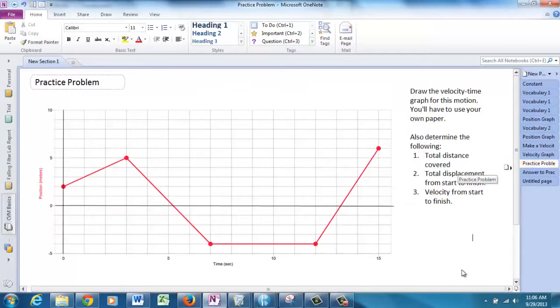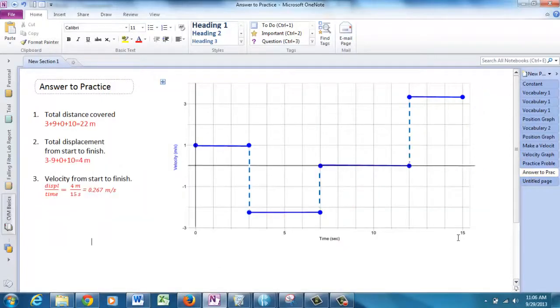So here I have a practice problem for you to do. And what I'd like you to do is pause the video and look at the graph, take out a sheet of paper and draw the velocity versus time graph on your own, and then determine the answers to these following questions. And when you figure out those answers, you can come back to the video and continue to play it, and you'll see the answers. So I'd like you to pause the video here.